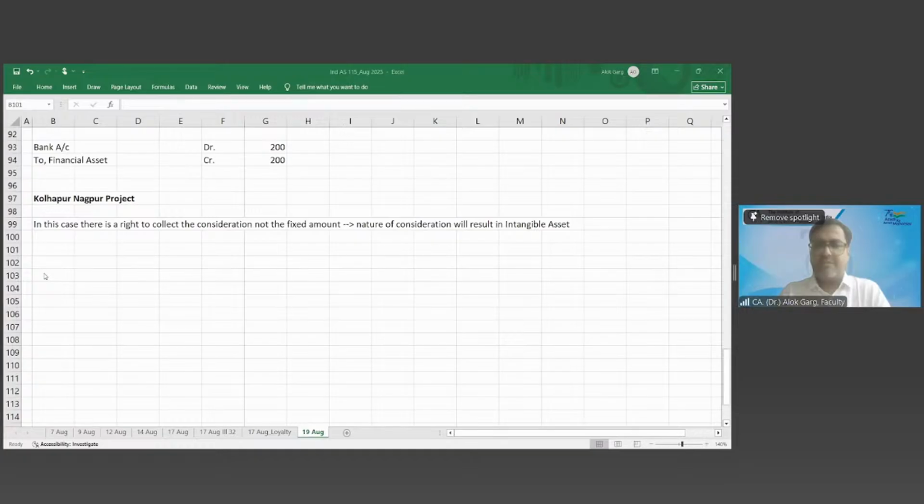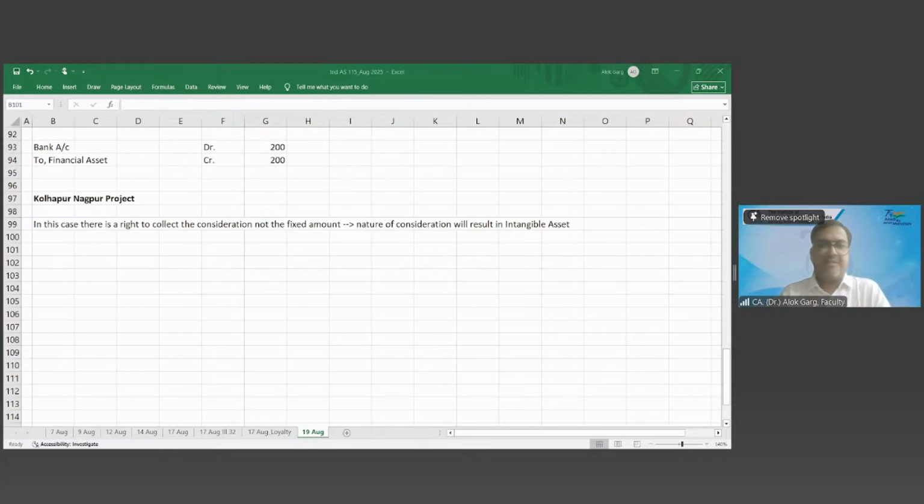I hope my Excel file is visible. Yes, sir, visible. What should be the accounting? Tell me, guys. Tell me the first accounting entry. The first one would be the cost of construction to the bank, by what amount? 110 crore. 110 crore is the cost of construction, which will go to the P&L, right?